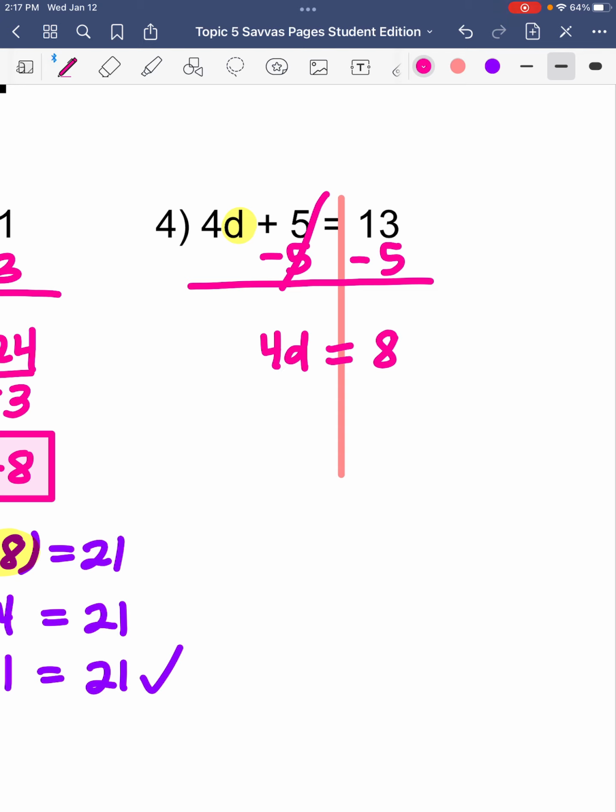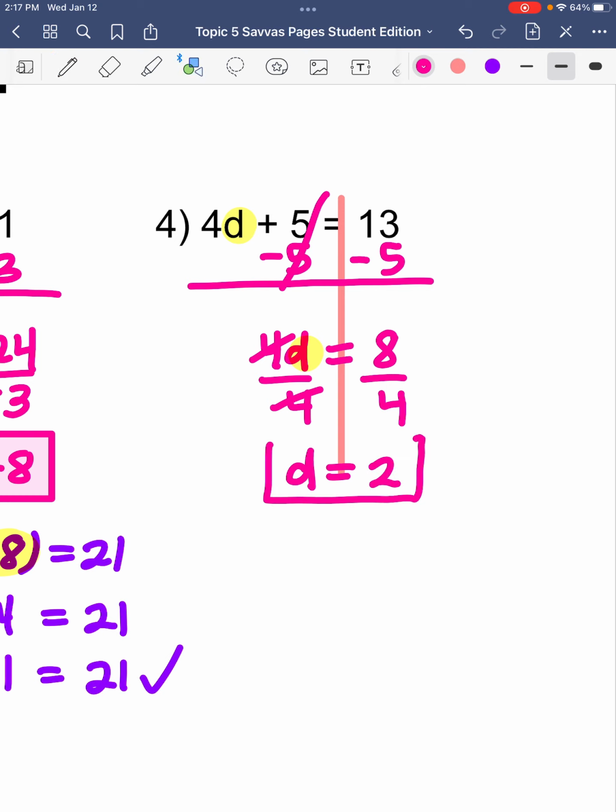Okay, so now I'm still trying to get this D by itself, right? So to get that D by itself, I know it's connected to 4 through multiplication. So we undo that by division. So I'm dividing by 4 on both sides. On the side with the D, my 4's cancel out. D is by itself, and on the other side, 8 divided by 4 is 2. So my solution is D equals 2. We can always plug that in to check our work.